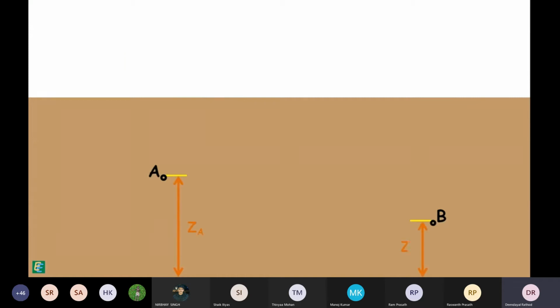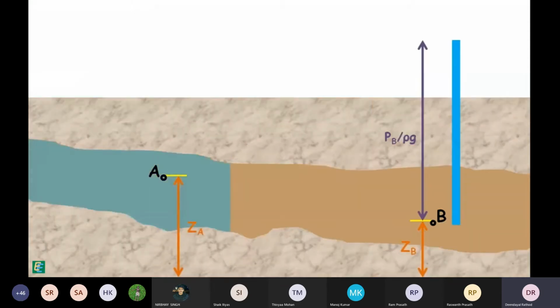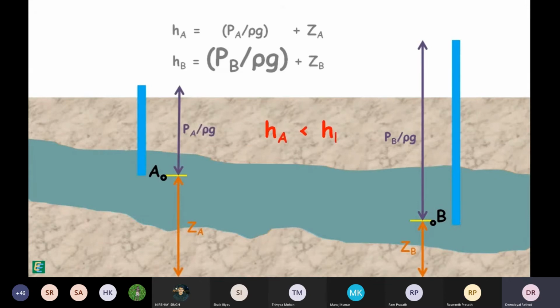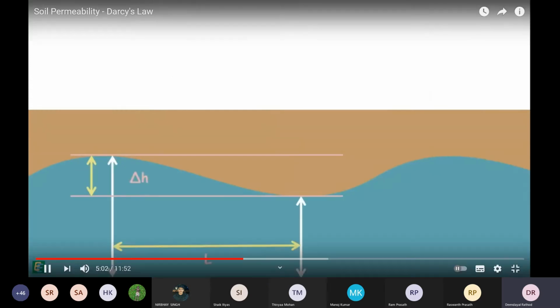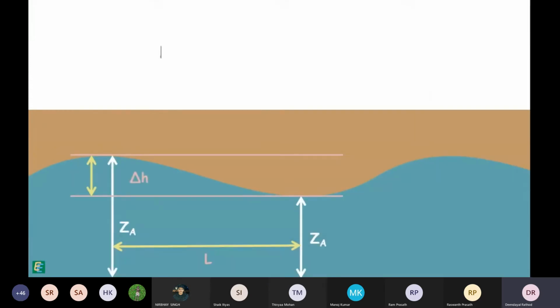Elevation of point A is higher than that of point B. But suppose point B has high pressure head because of any geological confined aquifer conditions, then total head of point B may be higher than that of point A. In that case, water will flow from point B to A even against gravity. Note that fluid flows down from high hydraulic head to low hydraulic head. The change in the hydraulic head per unit distance over which this change occurs is called hydraulic gradient. It is written as this.